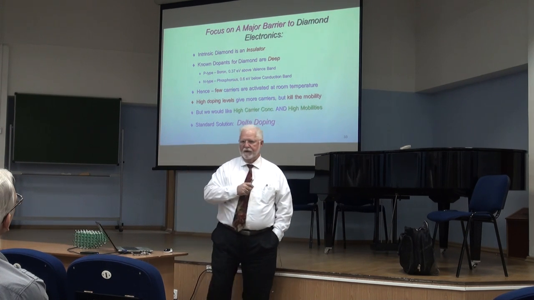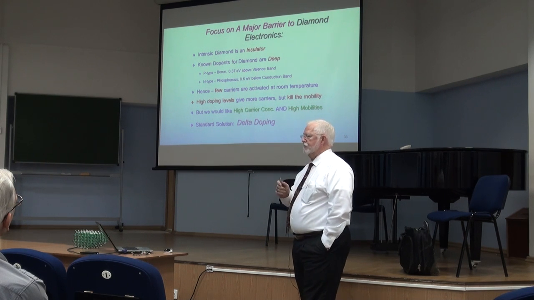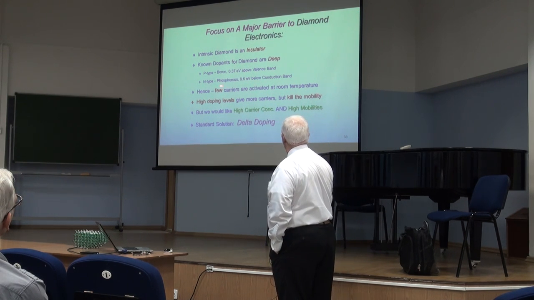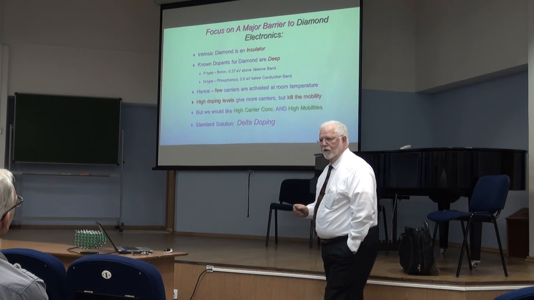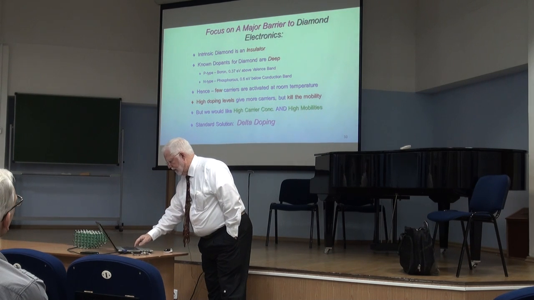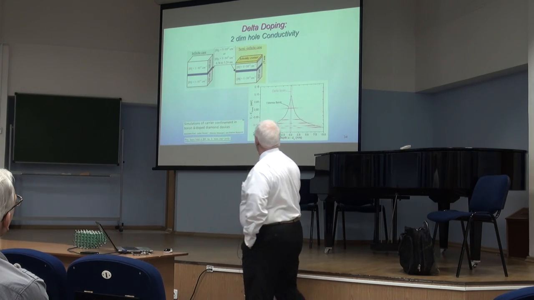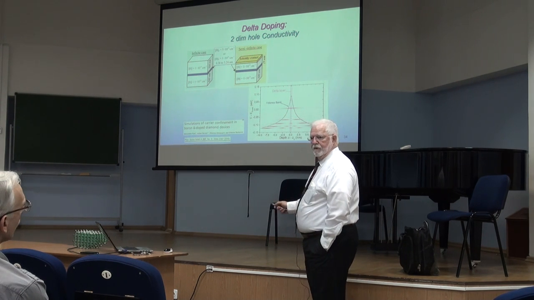So, if we want to make diamond electronics, what is the big challenge? In my mind, the big challenge is how do we make high carrier concentration and high mobilities. I just walked through that diamond's an insulator, the dopants are deep, and there are few carriers at room temperature. But there is a solution that's well known in material science called delta doping. Now, delta doping is a nice little technique in which you take an intrinsic crystal that has very low impurities.